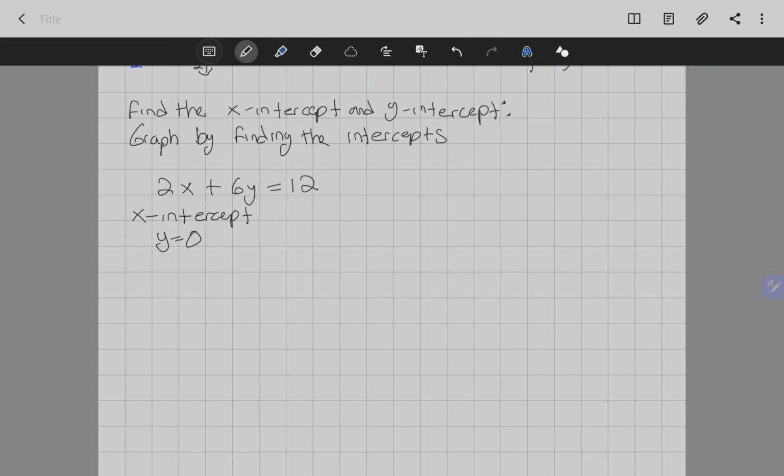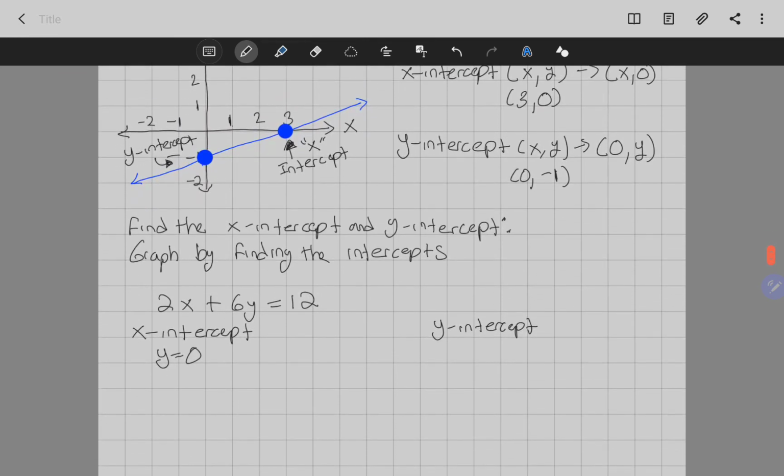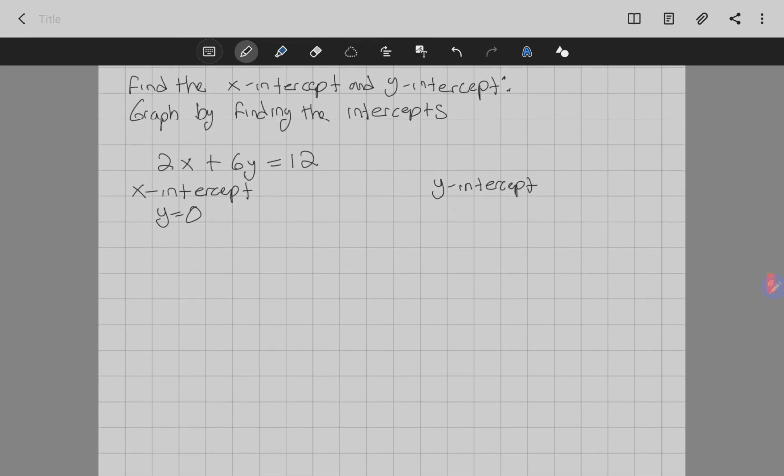So I know that in this case, y equals 0. And if I'm trying to find the y-intercept, then when I have the y-intercept, I want the x to equal 0. So in this case, x is equal to 0. So I go ahead and I plug it in. I got 2x plus 6 times 0 equals 12. I got 2x equals 12 because 0 times 6 cancels out. Divided by 2, divided by 2. X is equal to 6.